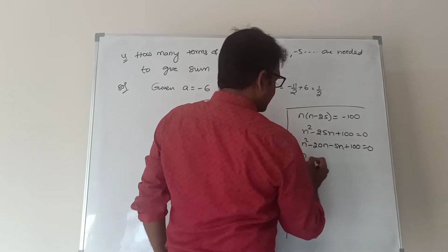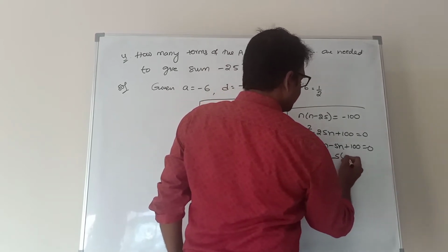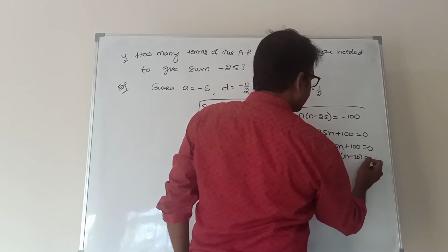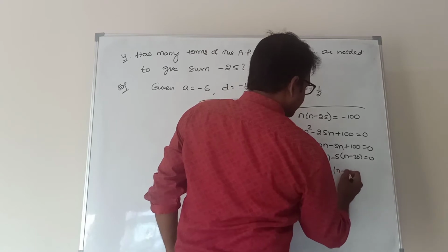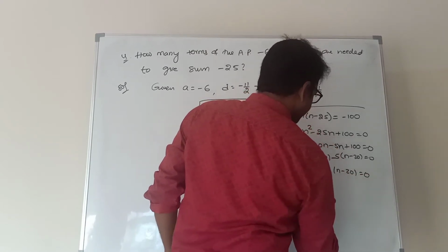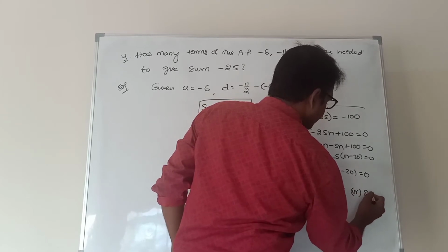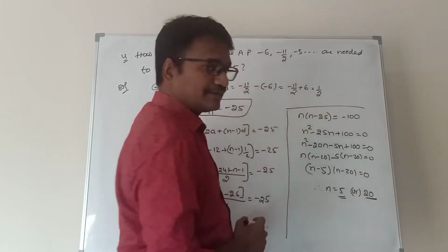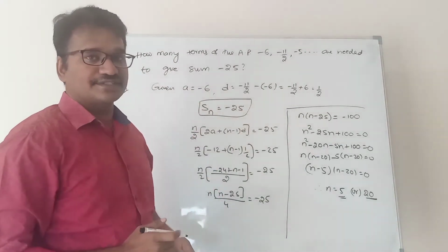If you take n common, n into n minus 20, and minus 5 common, n minus 20 is equal to 0. So n minus 5 into n minus 20 is equal to 0. Therefore n is equal to 5 or n is equal to 20. Number of terms, either 5 or 20, are required to get the sum minus 25.